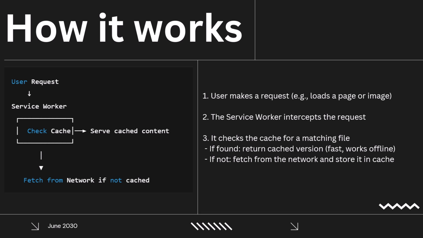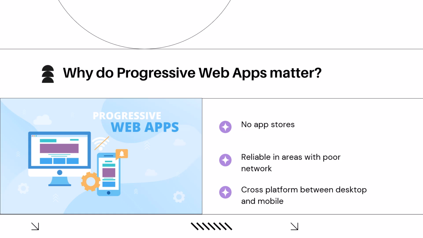If that request is not found, then it's going to go ahead and fetch it from the network and store it in the cache so that the next time you don't have to worry about it. It'll load faster and it'll load without network.